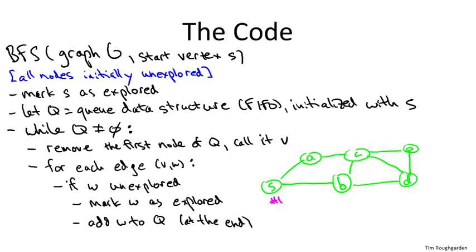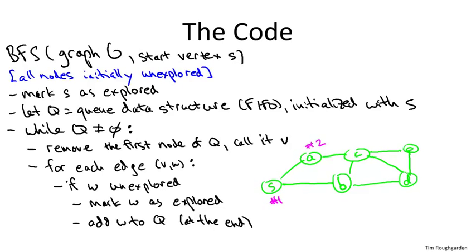But for concreteness, let's suppose that of the two possible edges, we look at the edge S comma A. So then we ask, has A already been explored? No, it hasn't. This is the first time we've seen it. So we say, oh, goody, this is new grist for the mill. So we can add A to the queue at the end, and we mark A as explored. So A is going to be the second vertex that we mark.